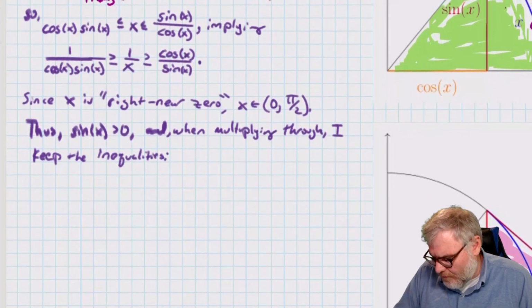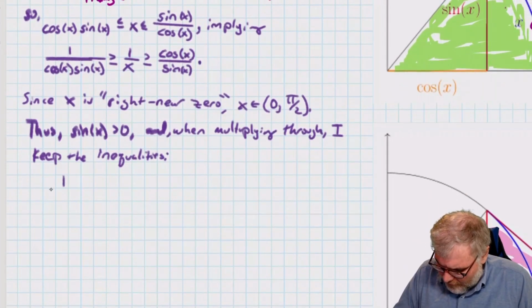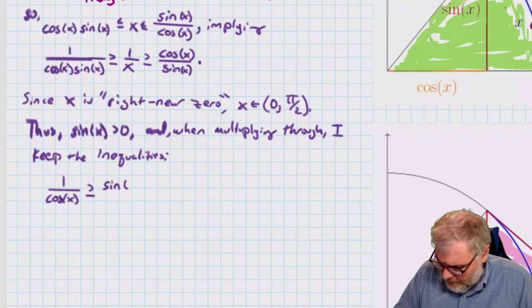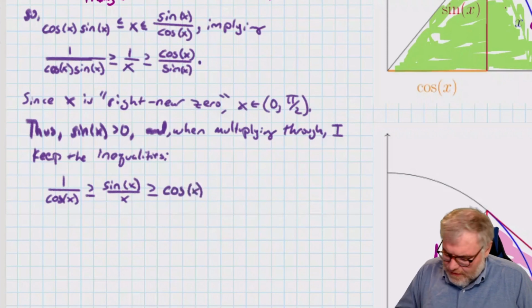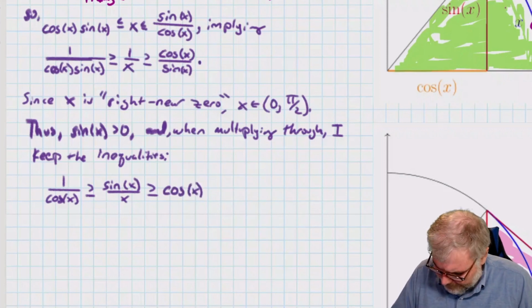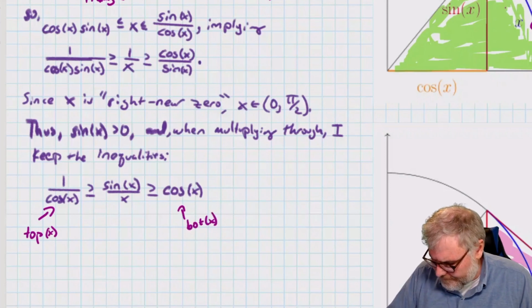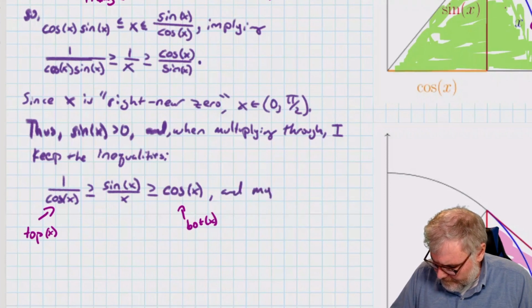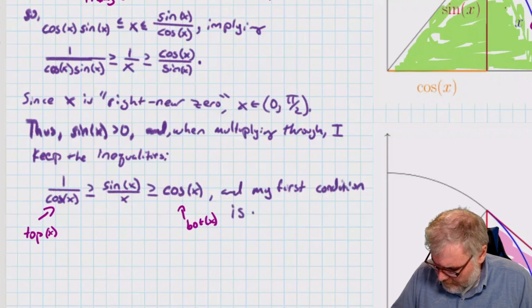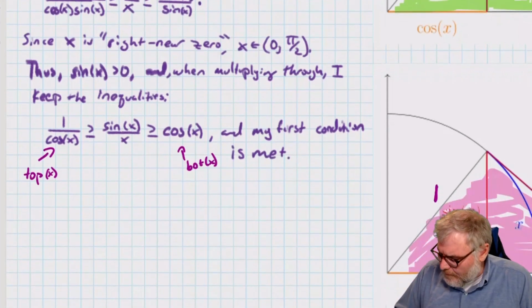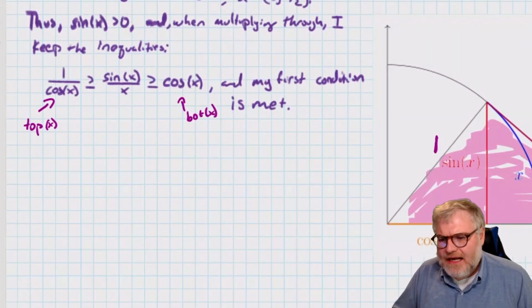And that's going to look like this. So when I multiply through by sine, I'm going to have 1 over cosine of x is greater than or equal to sine of x over x, which is greater than or equal to cosine of x. Okay? So my top is going to be this. This is going to be bottom. And I've got my first condition.